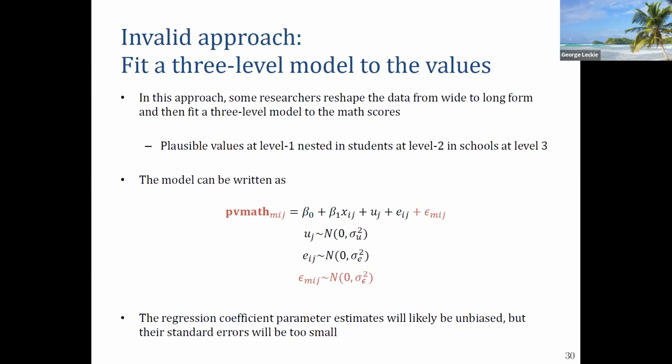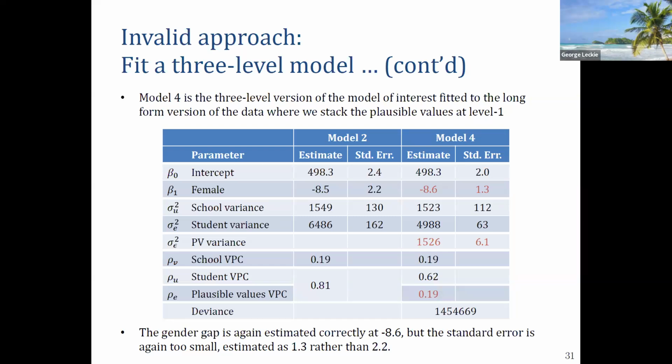Here's my regression model. The X variable is female. I've still got my school effect, my student effect, but now I've got a new lowest level in the analysis, which is going to be a residual, which is going to account for how the plausible values vary across the 10 observations per student. So it's the within-student between-plausible-value variation. That's the measurement error variance. Again, we're going to see unbiased point estimates, but the standard errors will be wrong, too small. So this is model 4. Model 2 was Rubin's rules, the correct analysis. Model 4, incorrect analysis. Again, we're getting this gender gap, which looks correct, minus 8.6, very similar to Rubin's rules. But again, we've got a standard error which is too small.